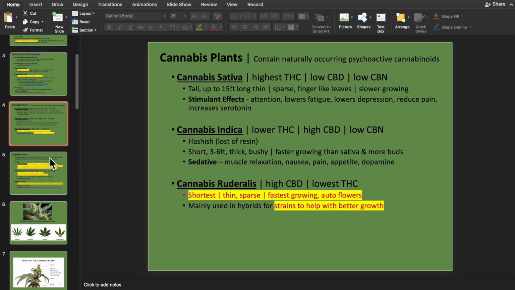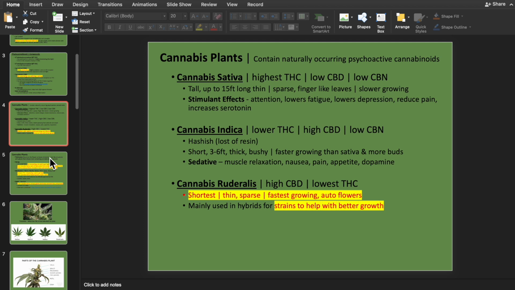Cannabis plants. There are three main types of plants that weed comes from and are used for their cannabinoids. They include Cannabis sativa, Cannabis indica, and Cannabis ruderalis. So sativa has the highest amount of THC. This is the preferred plant for weed. It does contain CBD, but lower than THC, and low CBN. Sativa produces more stimulating effects and helps improve attention, helps with energy, relieves depression and pain, and increases serotonin.